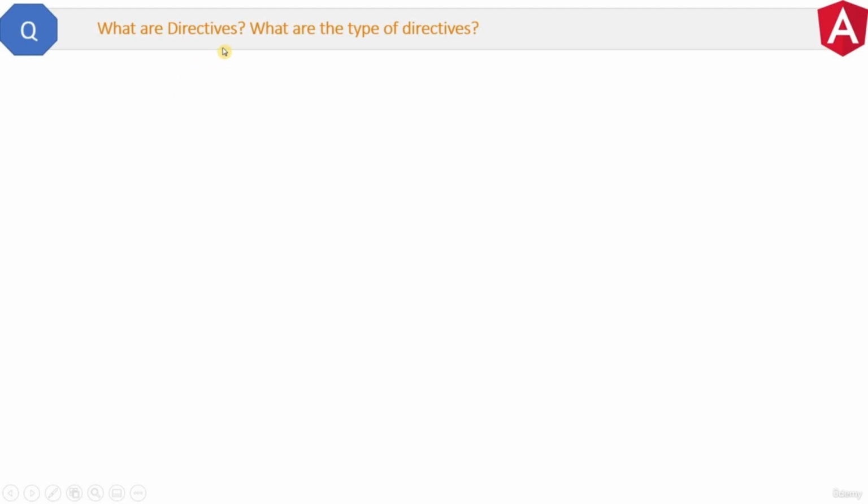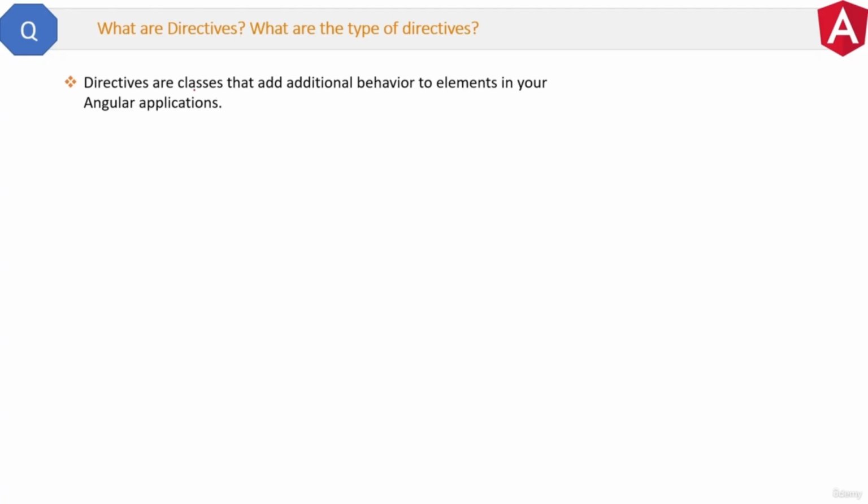What are directives? What are the types of directives? I have broken this question into several small questions so that you can easily understand it. Here is the simplest definition of directive. Directives are classes that add additional behavior to elements in your Angular applications.